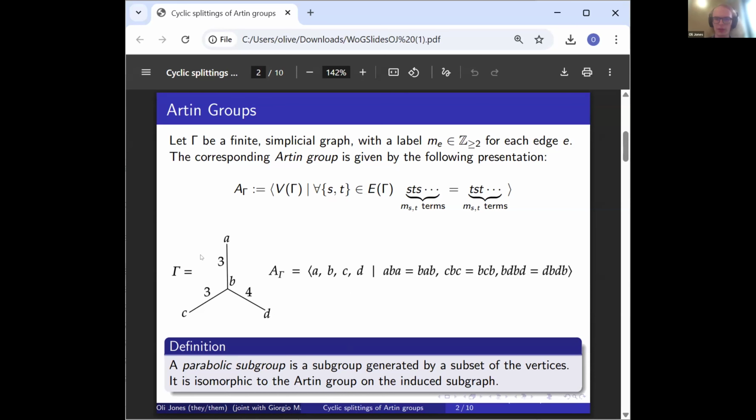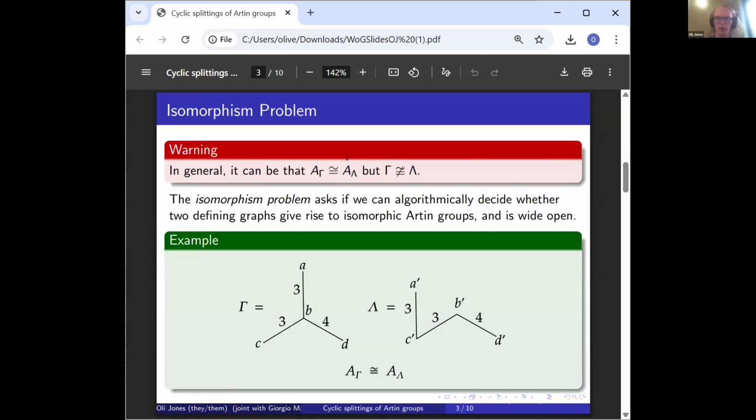So yeah, the next thing is to introduce this problem that we're kind of working towards. It's an unfortunate fact of life that given an Artin group just up to isomorphism, you can't talk about the defining graph, because you can have non-isomorphic defining graphs as labeled graphs, which give rise to isomorphic Artin groups. So the isomorphism problem, which is a specialization of Dehn's isomorphism problem, is asking if we can algorithmically decide, given two defining graphs, whether they give rise to isomorphic Artin groups or not.